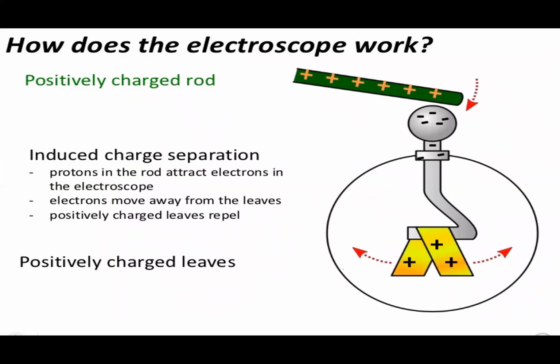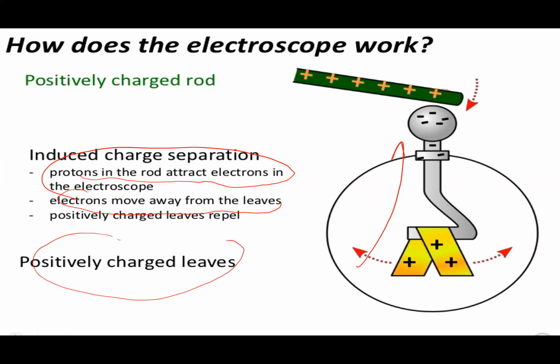How does the electroscope work? Positively charged rod. You bring a positive charged object. Here negative charges will gather. Here positive charges will be created. Induced charge separation. Protons in the rod attract electrons in the electroscope. Electrons move away from the leaves. The electrons will move in this direction. And the positive charge goes to the leaves, and positive charge moves in this direction.